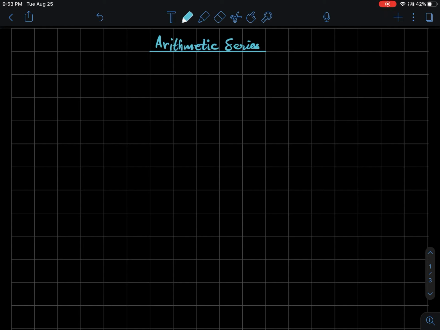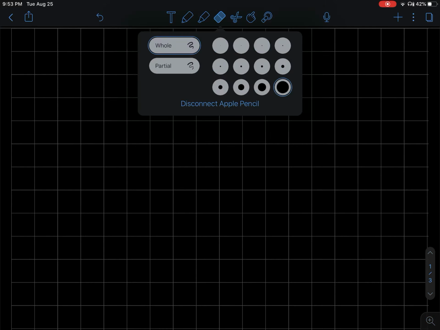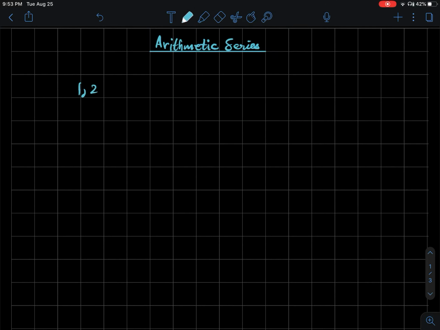Now, an infinite arithmetic series does not have a sum because the sums just keep getting larger and larger with no end, or they don't really seem to be approaching a number. So let me give you an example. Let's say I had the sequence 1, 2, 3, 4. That's an arithmetic sequence. Now the series equivalent of that would be 1 plus 2 plus 3 plus 4.